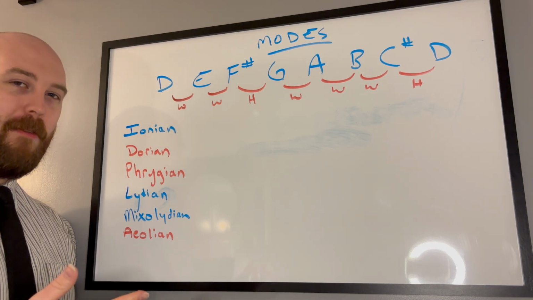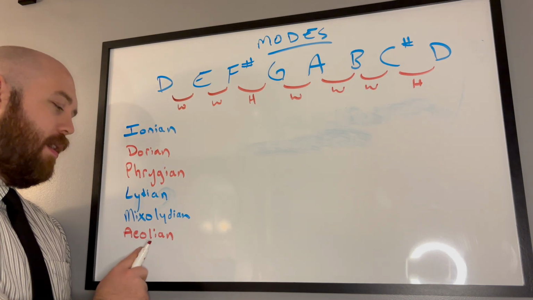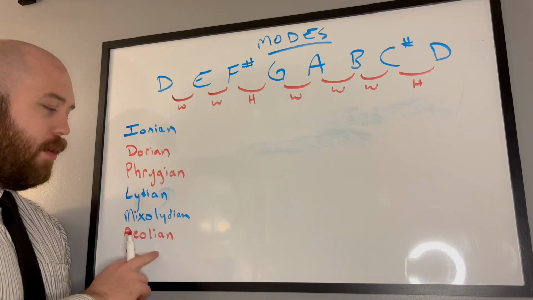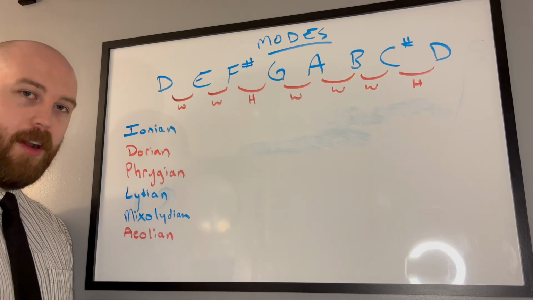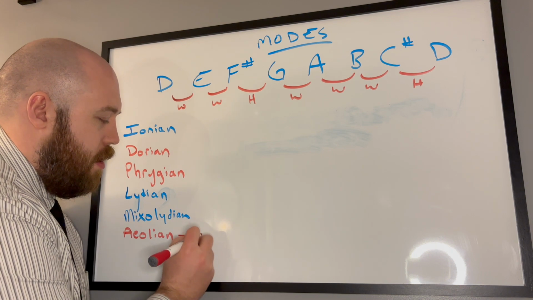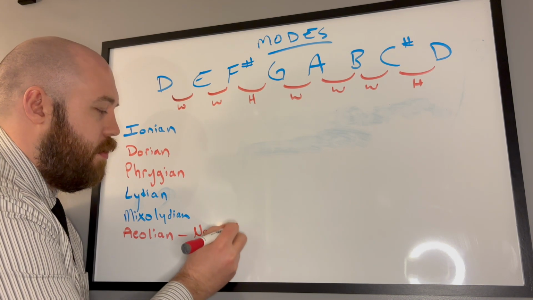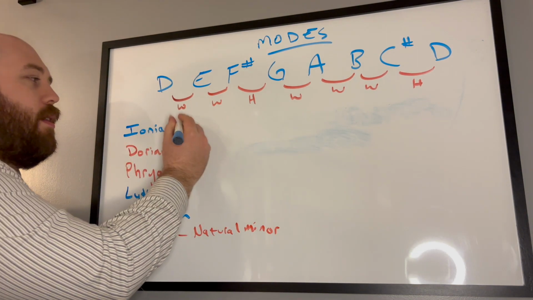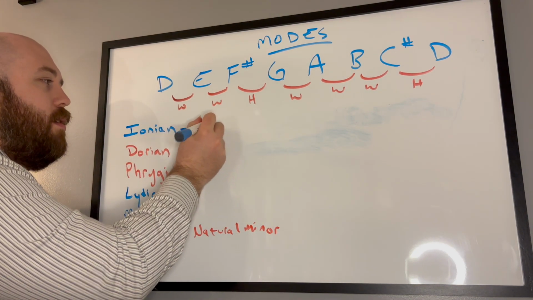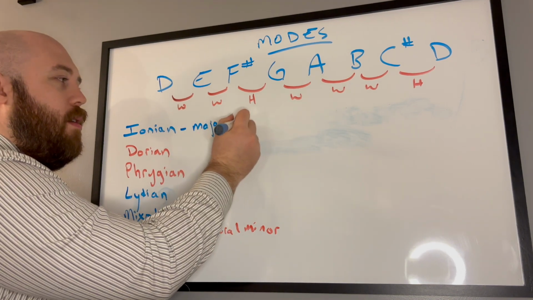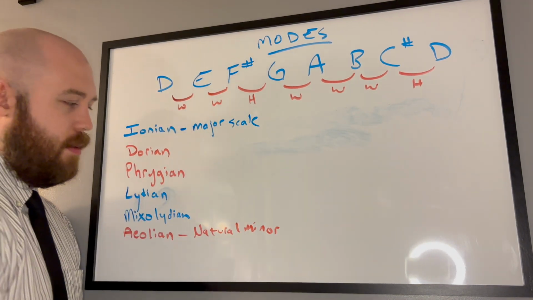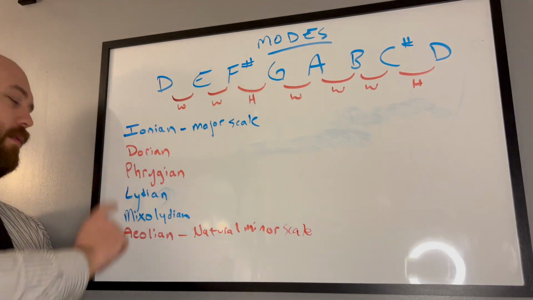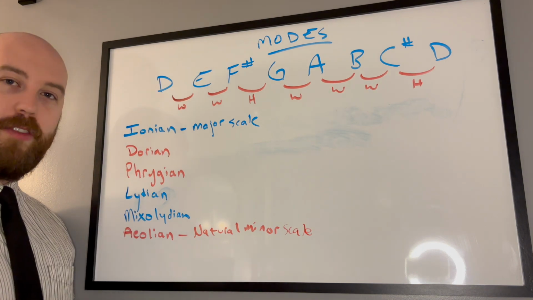Okay, we've talked about this before. Now we have a name for it. Aeolian mode. Okay, Aeolian mode is the natural minor mode. Natural minor, just like Ionian is the major scale, natural minor scale. Okay, so if you know this, you probably already know this, right? That's two modes you already have down.